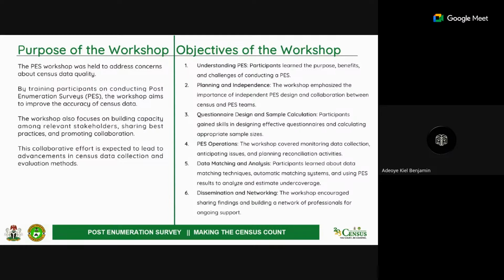But where we gained most was in data matching and analysis. The participants learned about data techniques, automatic matching systems, and using PS results to analyze and estimate the coverage, their dissemination and network. The workshop encouraged sharing findings and building a network of professionals for ongoing support.